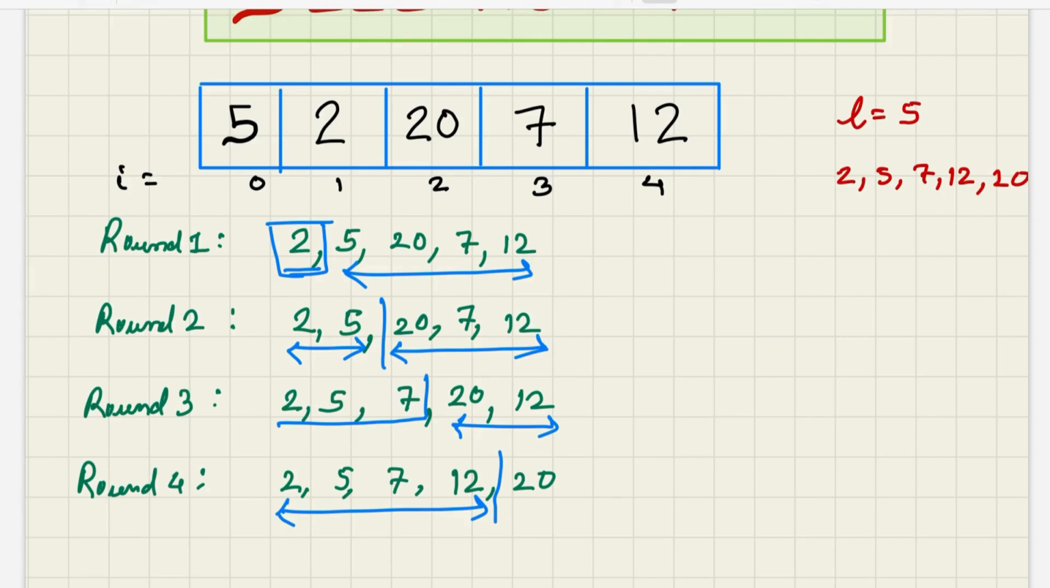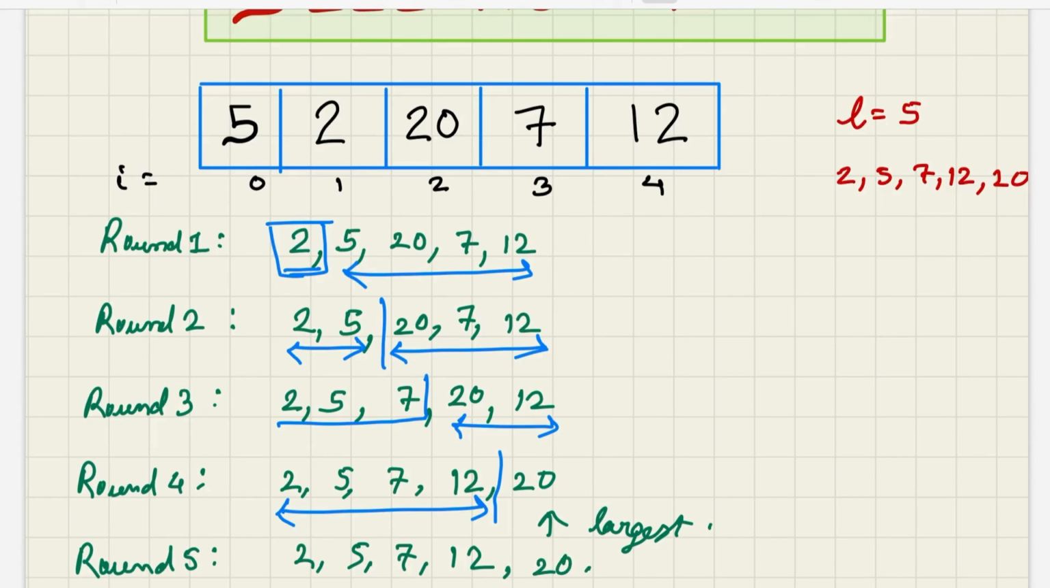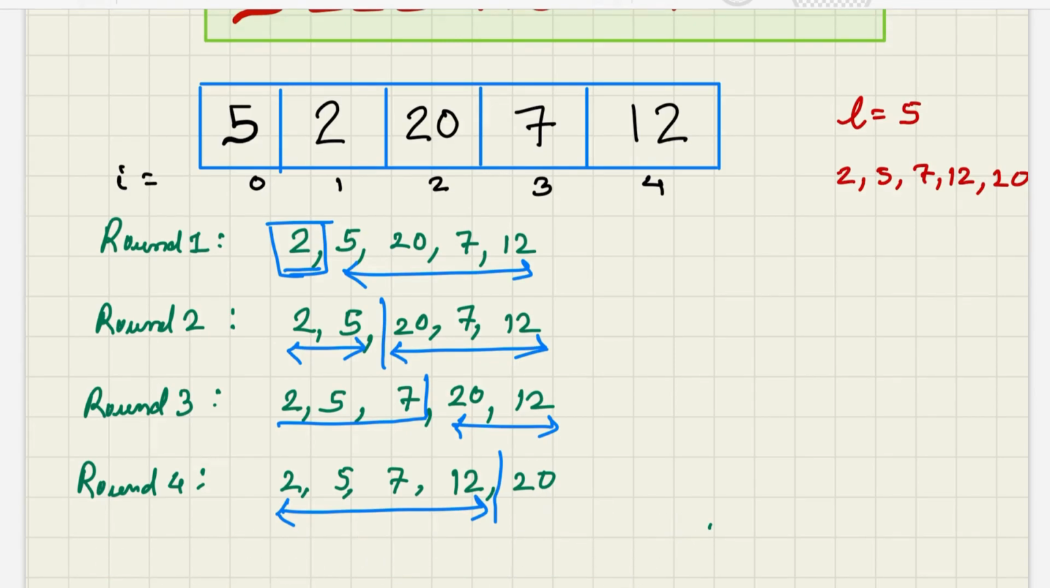So what will my round 5 be? I have 2, 5, 7, 12, but now I am left with only the last element. Do I need to sort this? This will be the largest element in the array itself, so I don't need to sort it. So my round 5 is actually not required. I will remove this round 5 from my list. So how many rounds do I need if my length is 5? I got 4 rounds.